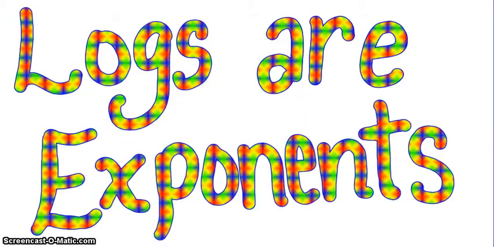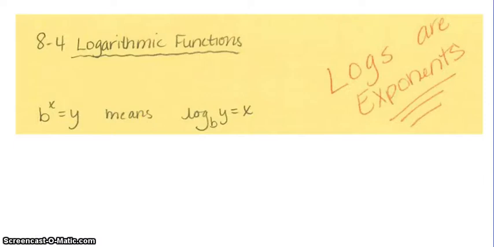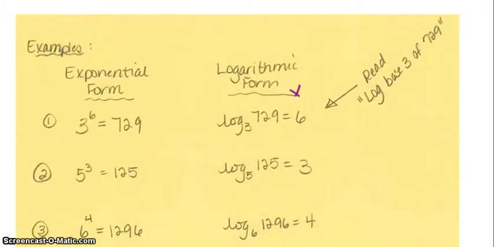Now I just said logs are exponents. Exponents are logs. Look at here. The x is the exponent. And here is the x. The log is an exponent. What we need to be able to do is go back and forth from the exponential form to the logarithmic form. So 3 to the x equals 729. 6 is the exponent. Logs are exponents. The log base 3 of 729 is equal to 6.